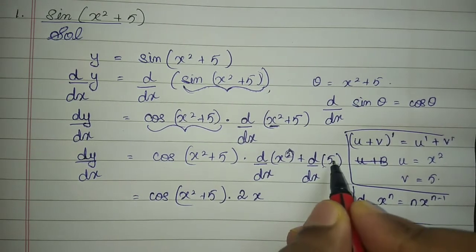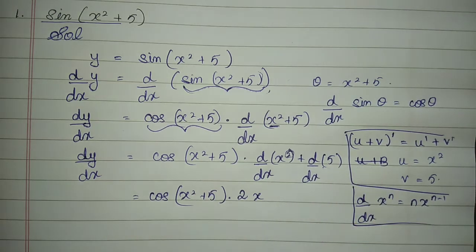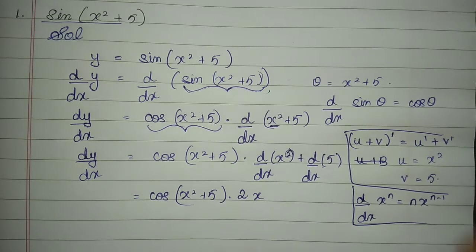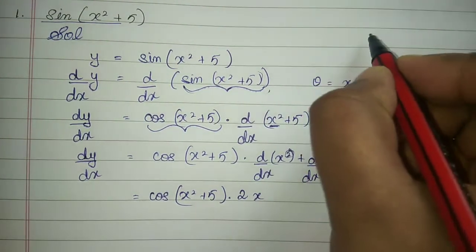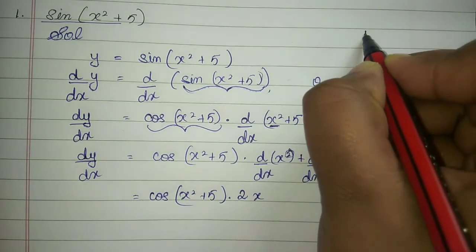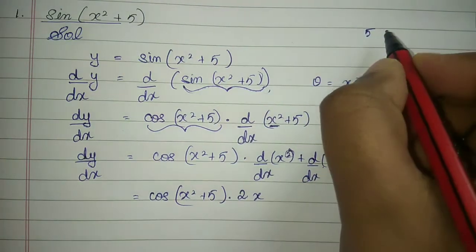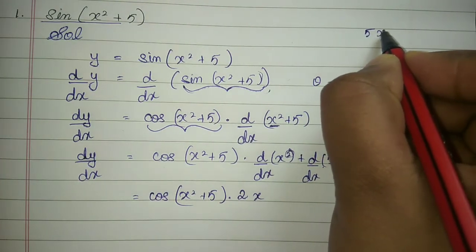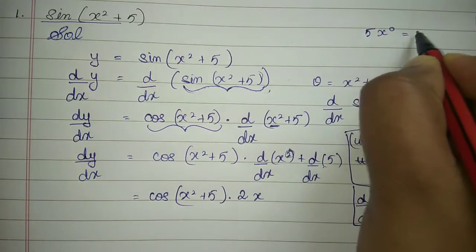So here d by dx of some constant. d by dx of any constant is 0. Why? Just keep this in mind. If it is any constant, for example, we had 5 here, let us take that itself. It means that x power 0 is equal to 5.